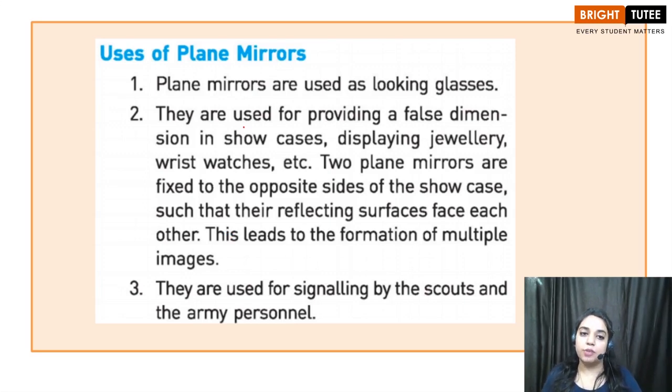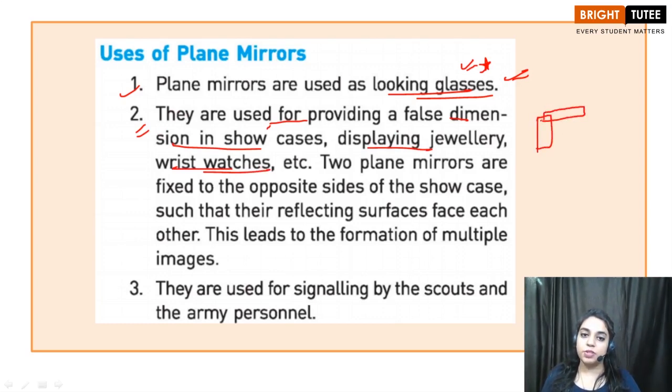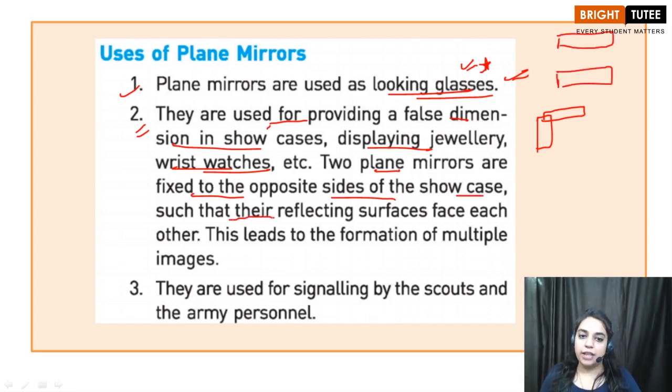Which are the areas from your daily life where we are using plane mirrors? The first point is, children, plane mirrors are used as looking glasses. You can observe these looking glasses in your dressing table, the mirrors which you use when you have to comb your hair or when you have to get dressed. So these are commonly used as looking glasses. Then they are also used for providing false dimension in showrooms or showcases, displaying jewelry and wristwatches. You can observe the mirrors placed in such showrooms, which create an illusion that the space is very large. Two plane mirrors are fixed to the opposite sides of the showcases, one placed like this, the other placed like this, such that their reflecting surfaces face each other, and this leads to the formation of multiple images.